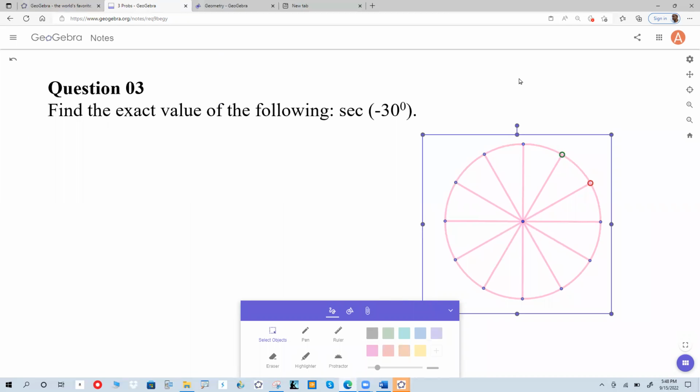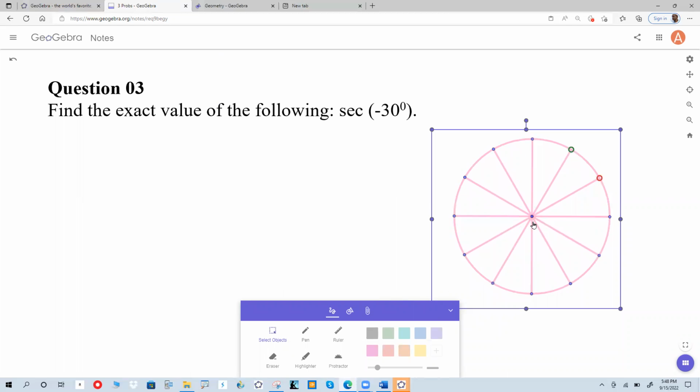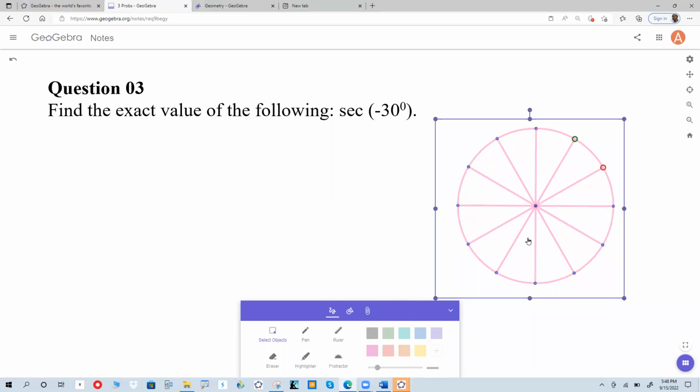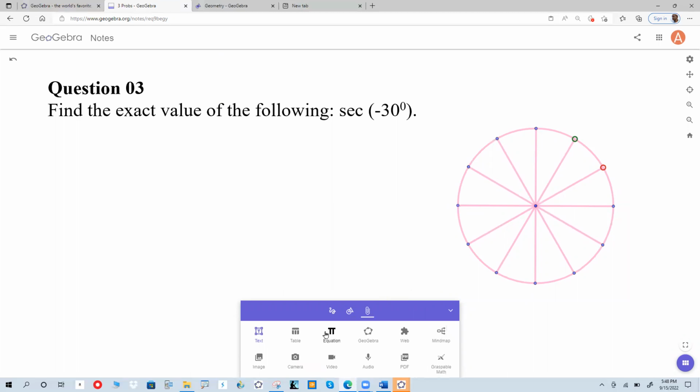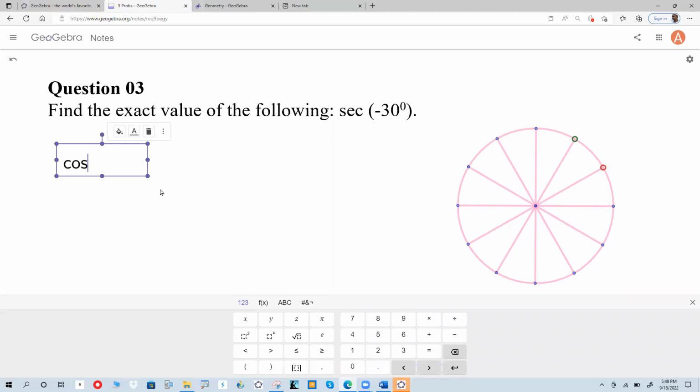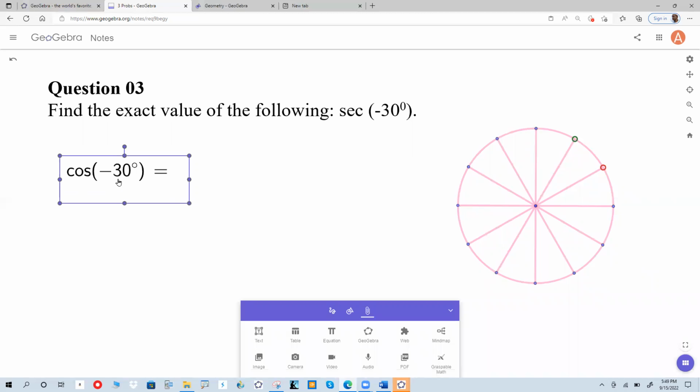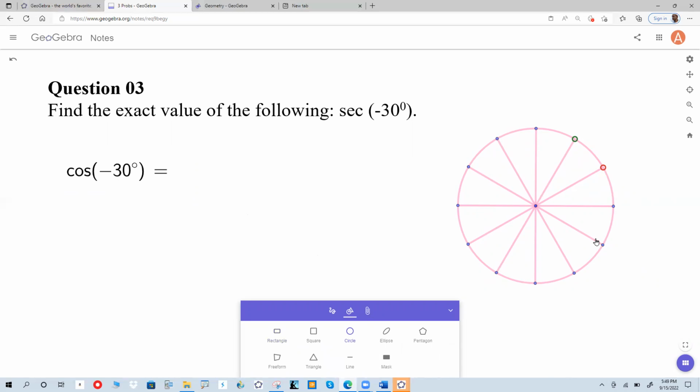Now, in order to find secant 30 degrees, and yes, negative 30 degrees, I would first like to find cosine negative 30 degrees because they're reciprocals of each other. So I am really interested in this. Now, I'm not saying whatever the answer to this is going to be my answer, but I am saying whatever cosine negative 30 degree is, secant will be reciprocal of that. So 30 degrees negative. I am really interested in this point, in the coordinates of this point.